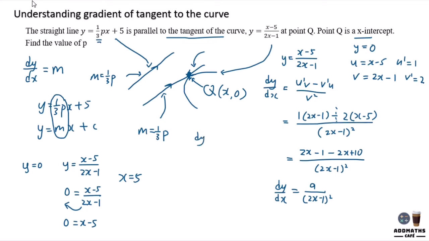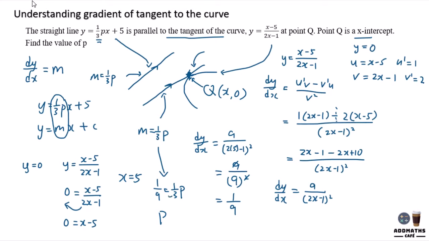Substitute your 5 in this dy/dx, and you will have dy/dx equals 9 over (2 times 5 minus 1) squared. So 9 over (10 minus 1) squared, you get 9 squared here. So cancel a 9 from both, and you will have 1 over 9 as your gradient. So this gradient 1 over 9 is equal to 1 over 3p. To find p, bring the 3 to that side, and you will get 3 over 9, which is 1 over 3. So your answer is 1 over 3 for p.